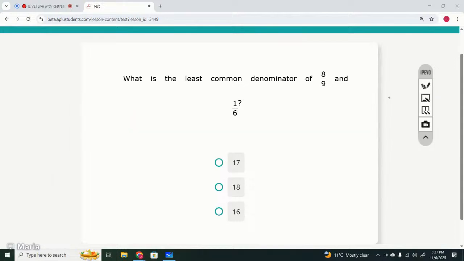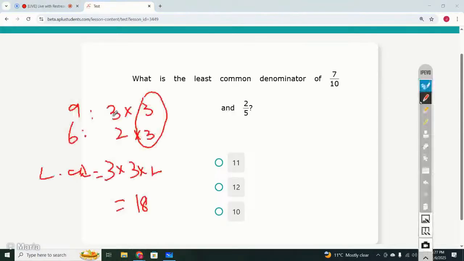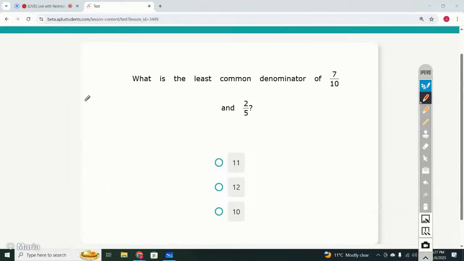So the least common denominator is 18. Option number 2 is the correct option. What is the least common denominator of 7 over 6 and 7 over 10 and 2 over 5? So the denominators are 10 and 5. The prime factors of 10 are 2 times 5, right? And the prime factors of 5 are 5 times 1.